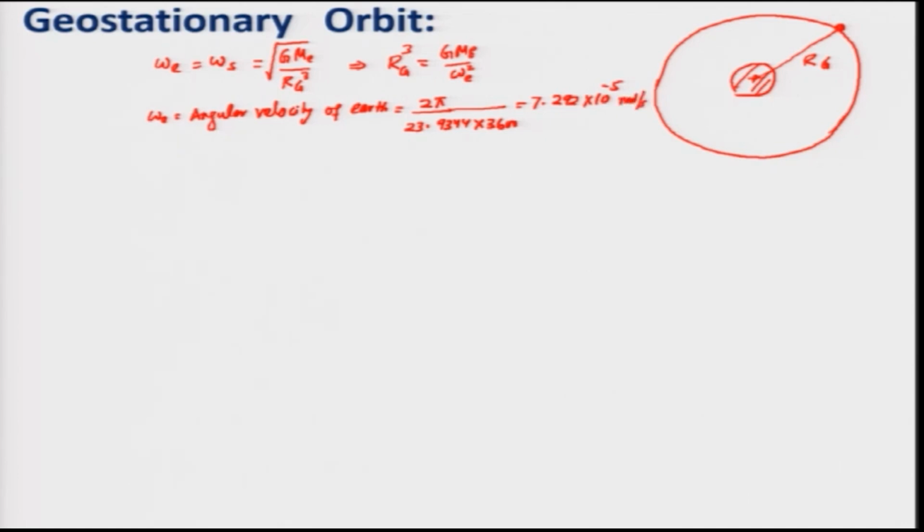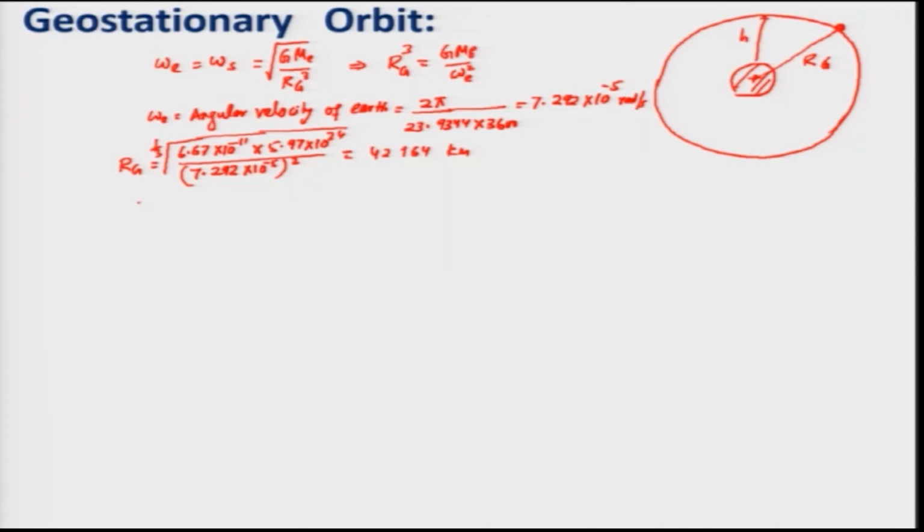And keep in mind that this r g, which is the radius of the geosynchronous orbit, we can find out by just substituting these values: the cube root of G, which is 6.67 into 10 power minus 11, and the mass of the earth, which we already know, 5.97 into 10 power 24, divided by 7.292 into 10 power minus 5 the whole square. You will get something around 42,164 kilometer.